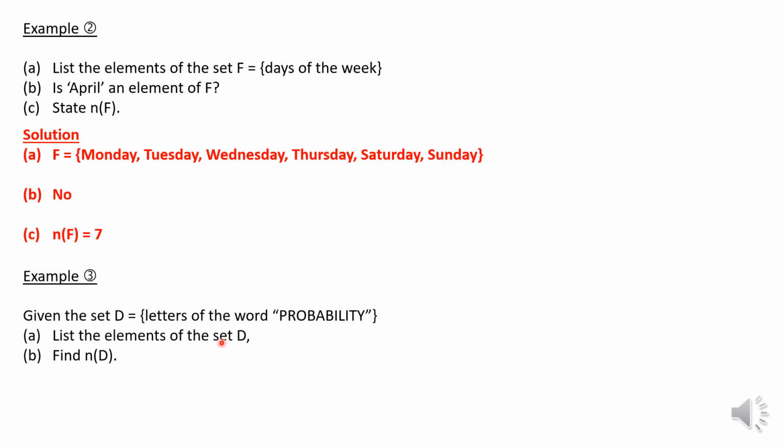So a second example we can have is you are given a set D which contains the letters of the word probability. So we have to list the elements of set D. So remember from a previous example where you have a repetition like the B's, for example, and the I's, we're not going to list them twice. And then we're going to use our listing to find the number of elements in set D. So when I did that one here, the number of elements of set D is equal to 9.